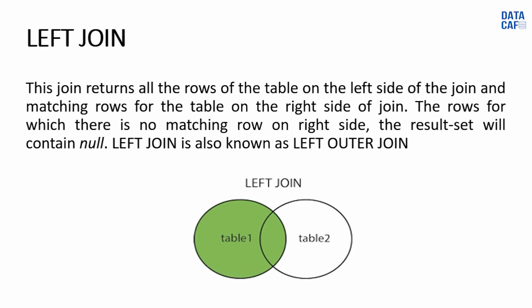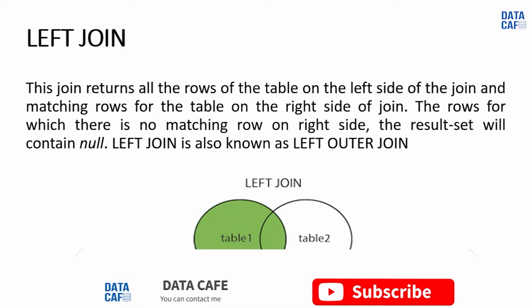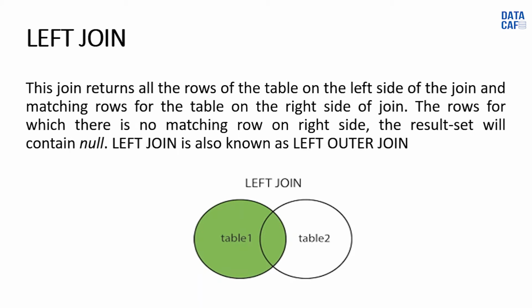The next join type is the left join. This is a little bit different from the normal join. So we will see what is left join. Basically this join returns all the rows of the table on the left side. You can see highlighted in green color the left side table of the join, and matching rows from the table on the right side of the join. You can see with the intersect it will return the matching rows. So that is the definition of the left join.